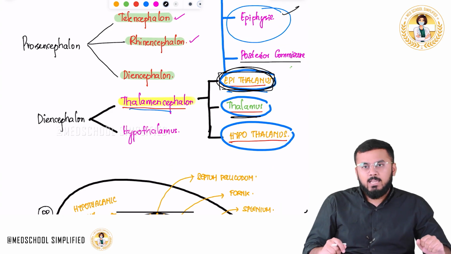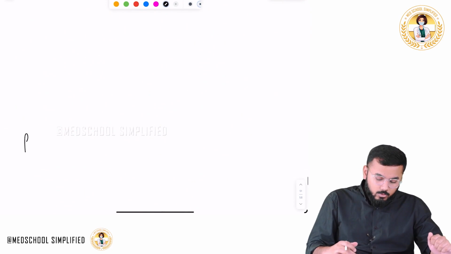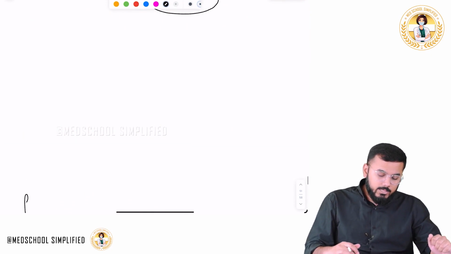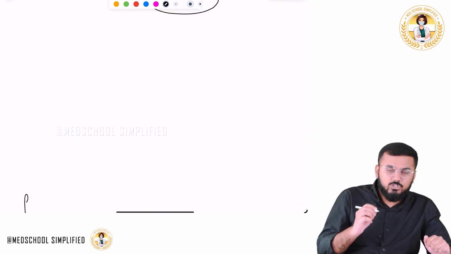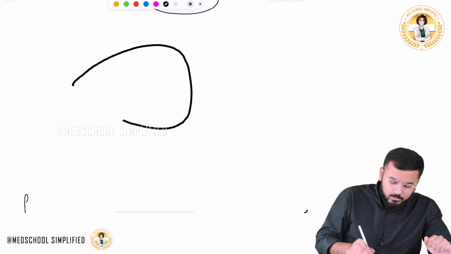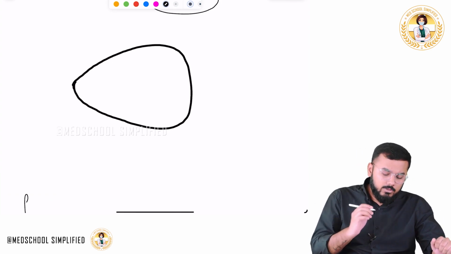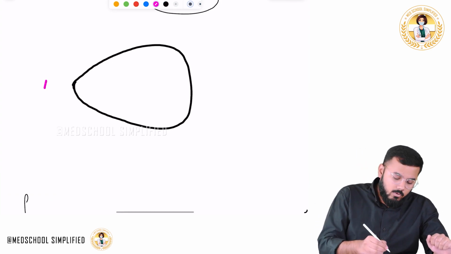After this epithalamus, the next important structure we have to discuss is the thalamus, right? What is the important thing about thalamus over here? If you look at the structure of a thalamus, this is how it looks. It is almost in the form of an egg, right? Now this thalamus has got three parts. What are these three parts?